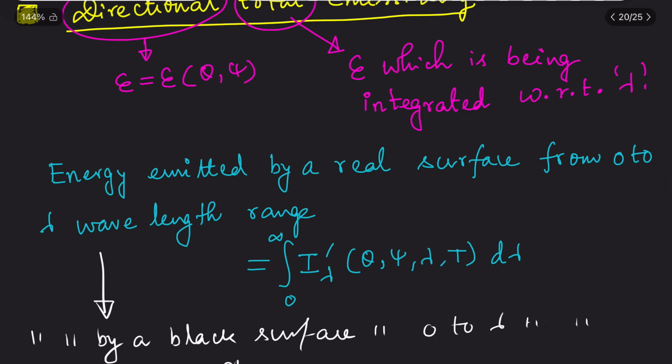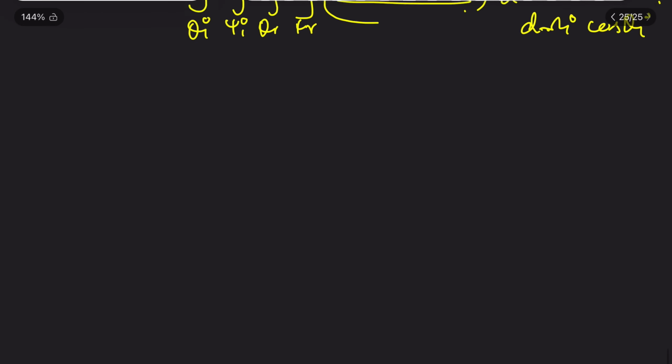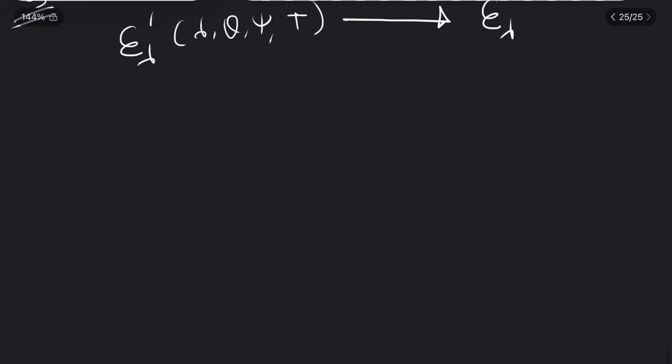So say that you are given, let us try a sample question. You are given some distribution of this thing. This is a function of lambda, theta, psi, T. These are essentially theta I, psi I. No, sorry, not I. This is emissivity. Then from this you have to find this only. Then what will you do?